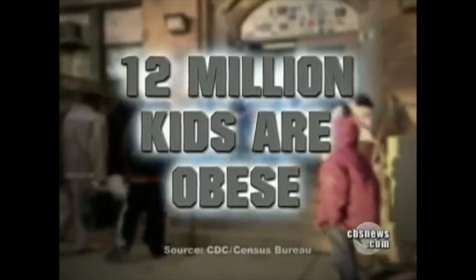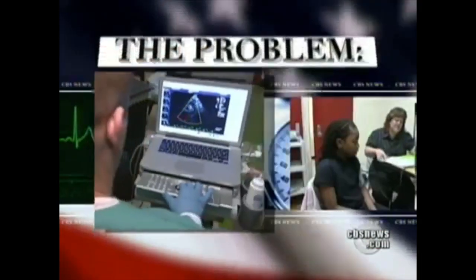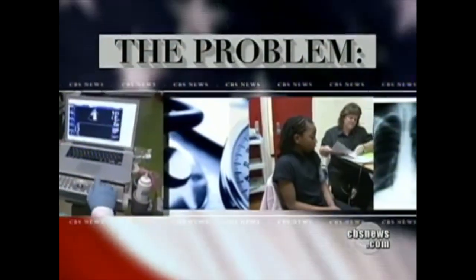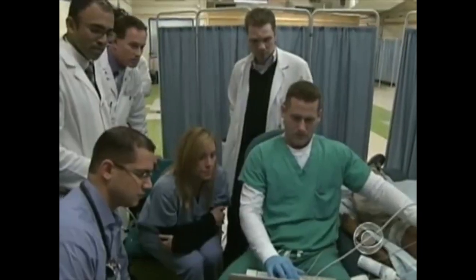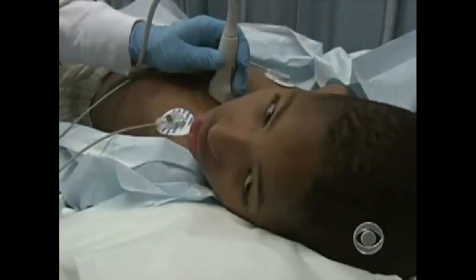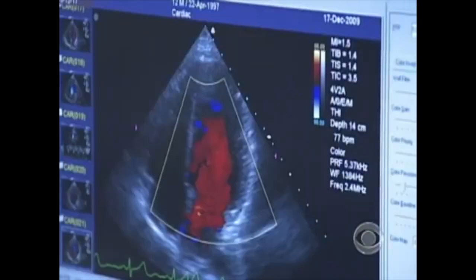Childhood obesity has tripled in the last 30 years. This could be the first generation since the Civil War to have a shorter life expectancy. It's not hurting, is it? To gauge the problem, a team of doctors and cardiologists from Houston's Memorial Hermann Hospital set up a MASH unit of sorts in a middle school gym. You're almost done. Just a few more pictures of your heart, okay? Running a battery of tests on 97 seemingly healthy children.